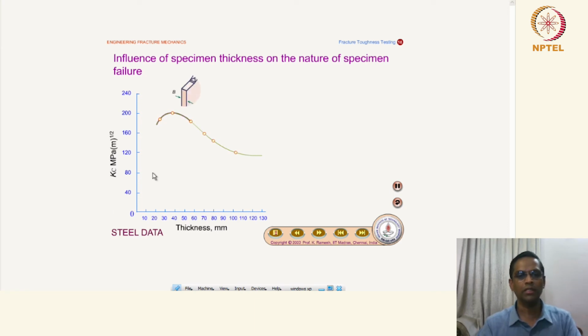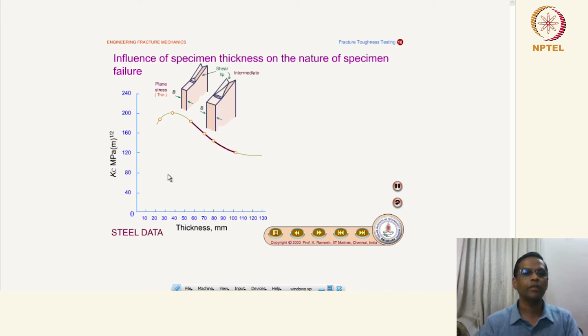Once again, this is the KC versus thickness data which you have seen in the previous lecture. You can see the transition from plane stress to plane strain as the specimen thickness increases. This is an intermediate thickness where the pop-in phenomenon may occur, but this is a plane strain condition, and this is a plane stress condition.